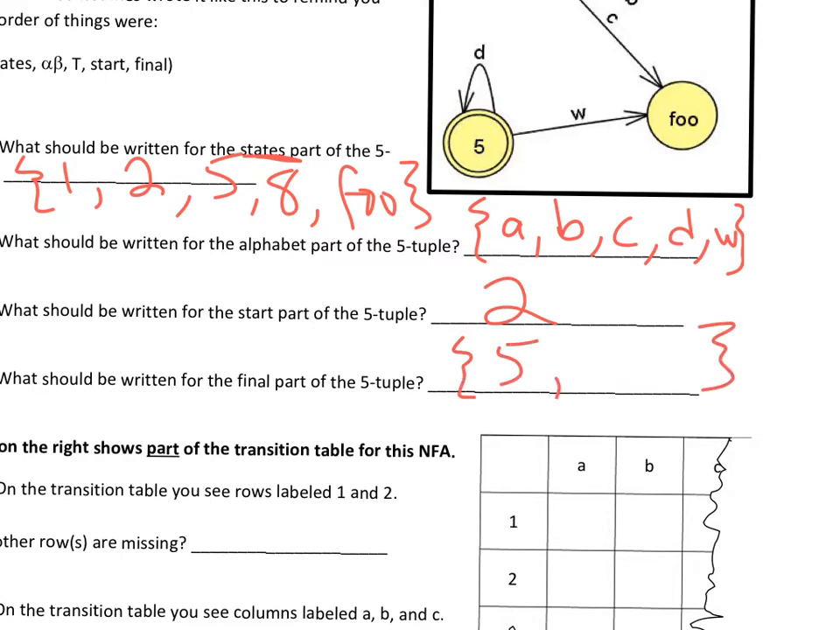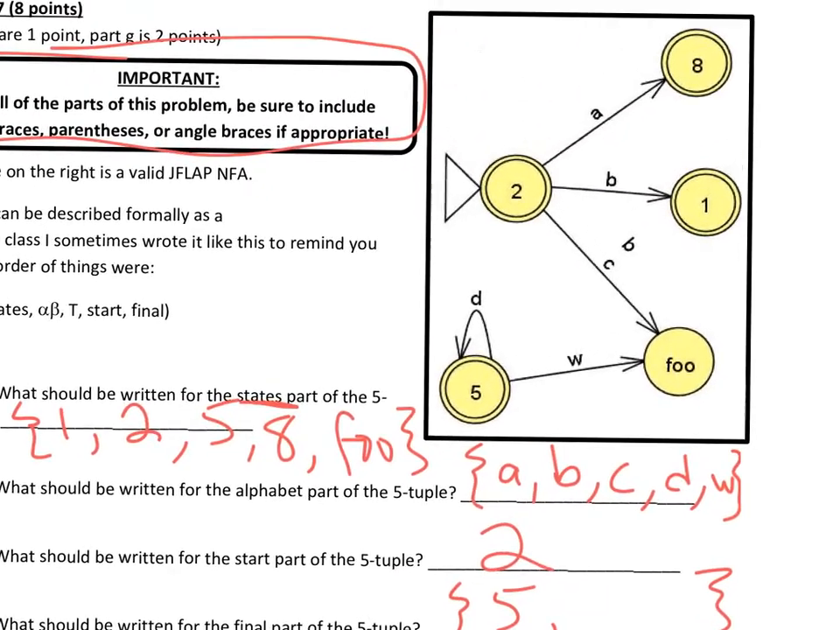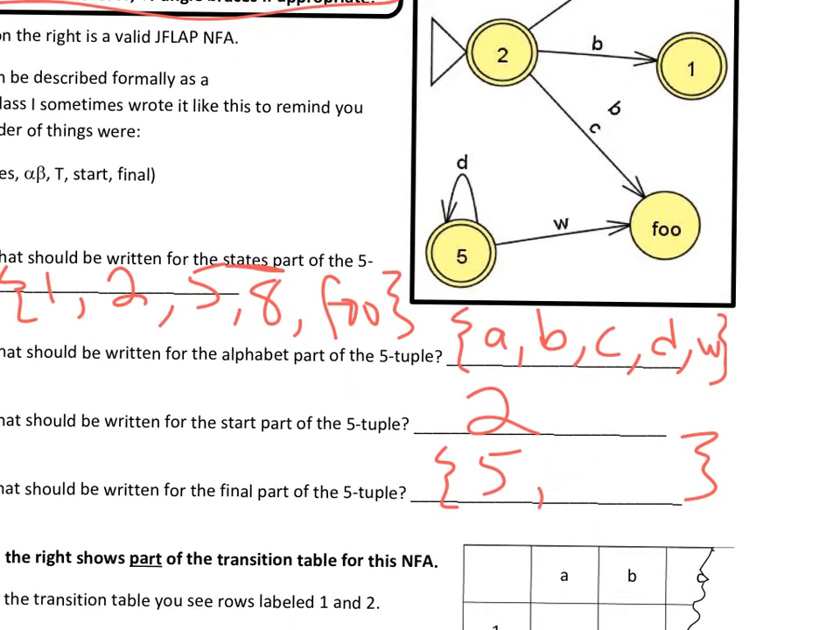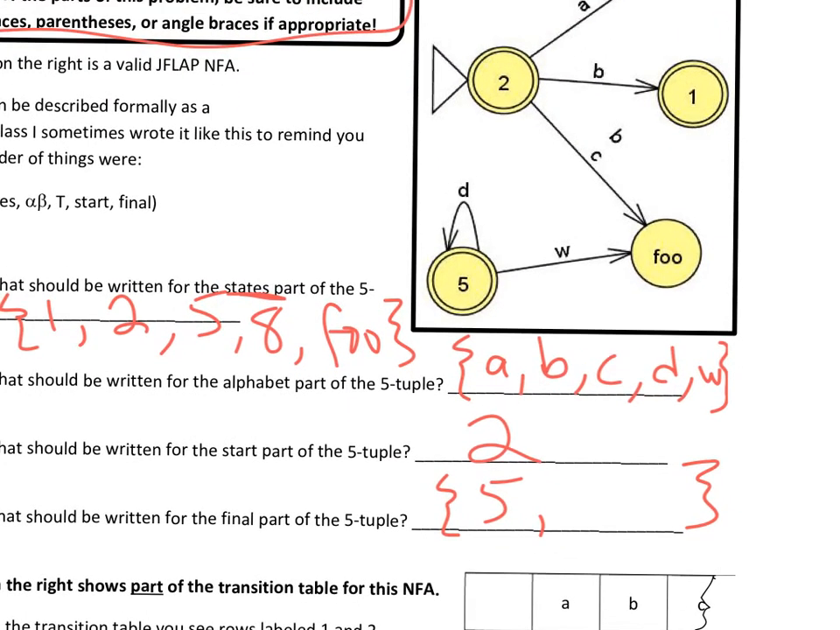So 5 has a double circle. Let's just scroll down a little bit. Oh, 1, 2, 8, 5. So let's see, 5, 1, oops, then 1, 2, and 8.